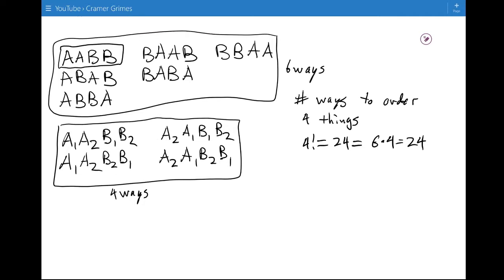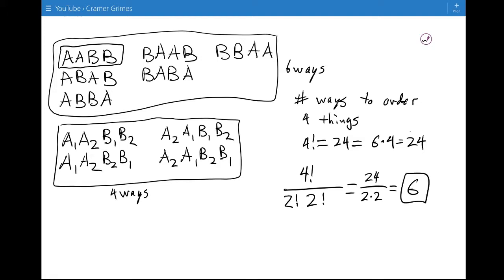So one way of thinking about this would be taking the total number of ways arranging our 4 objects and then dividing it by, I can't tell the difference between the two A's, and I can't tell the difference between the two B's. And if I did that, 4 factorial would give us 24, 2 factorial is 2, 2 factorial is 2, and that would give us a total of 6 ways, so that matches.